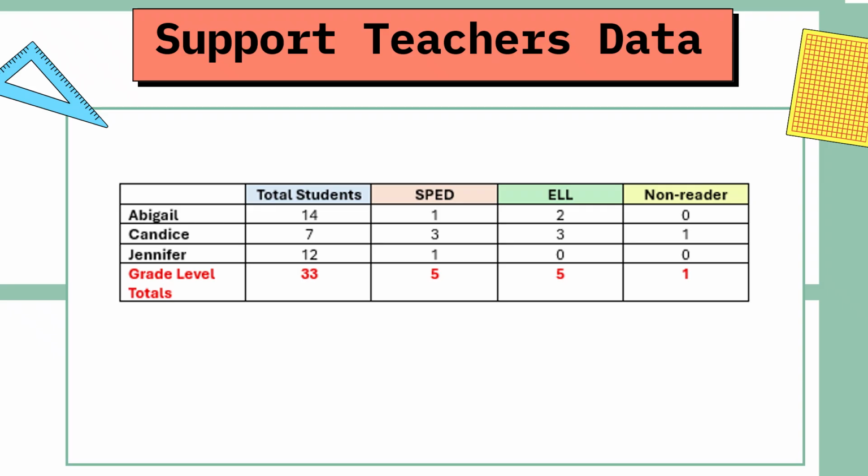Lastly was Jennifer. Jennifer had 12 students total, with 1 of those students being a student with special needs, and she had no English language learners or non-readers.